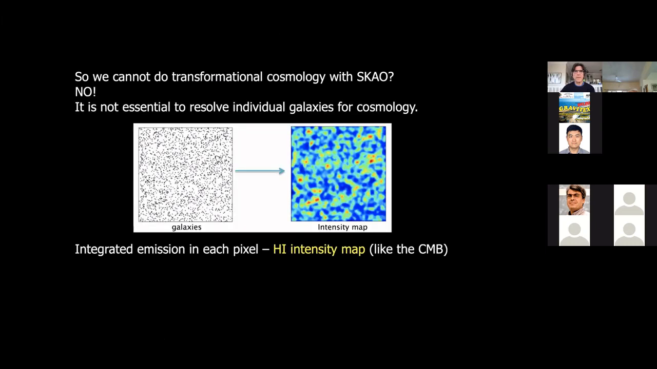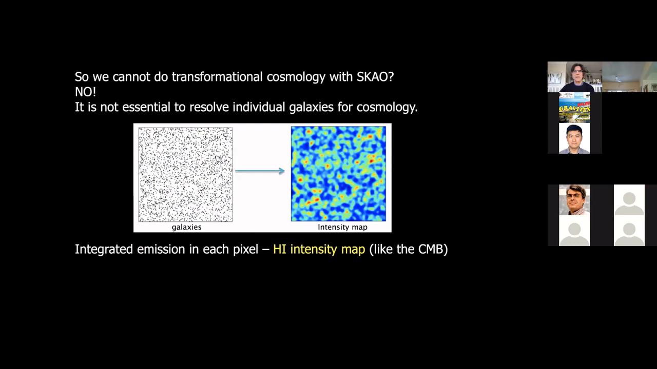So is the conclusion that we cannot do transformational cosmology with the SKA? It seems like the disappointing conclusion, and this is actually the situation of about, say, 8 years ago. This was the general opinion. But in fact, the answer is no, because for a lot of cosmology, we don't need to detect individual galaxies. What we're looking for is the fluctuations that are traced by HI galaxies on large enough scales to do cosmology.